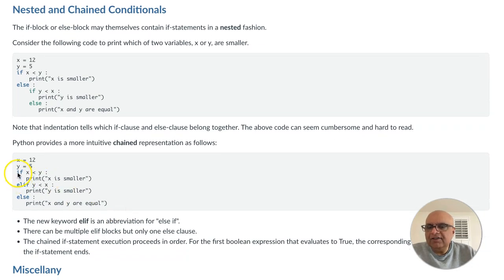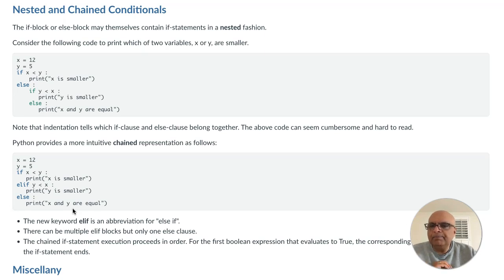You would have if x is less than y, you say x is smaller. Then you have this new keyword, a new representation called elif, else if y is less than x, then you print this, else you say that these are equal.